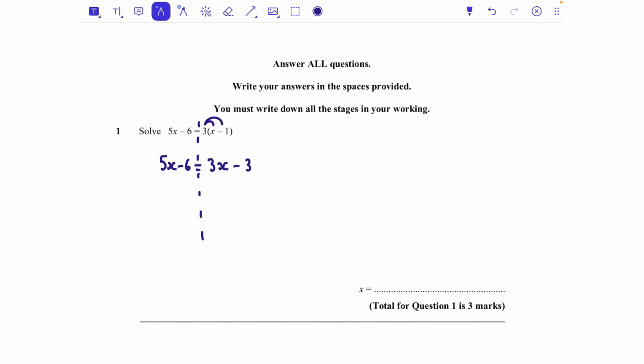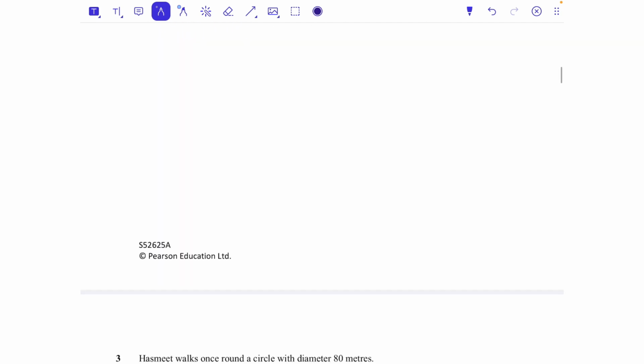Now, when I've got x's on both sides, what I like to do is get rid of the smaller number of x's. So I'm going to take 3x away from both sides, and that is 2x minus 6 equals minus 3. And then I'm going to add 6 to both sides to get rid of that. And that is 2x equals 3, because we're at minus 3 on the number line, we're adding 6, we're going to come up to 3. Now all that's left for me to do is to divide both sides by 2, so x equals 1.5. And that's 3 marks.